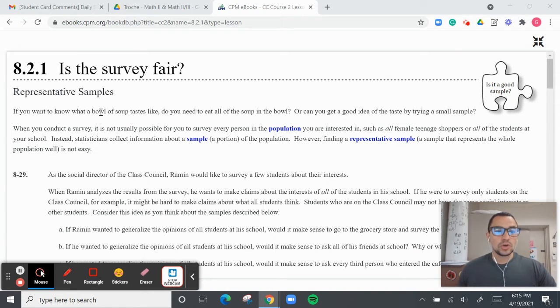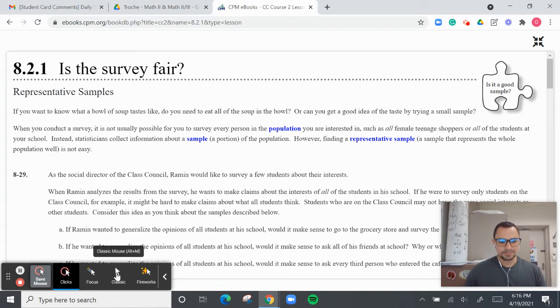For example, if you want to know what a bowl of soup tastes like, do you need to eat all the soup in the bowl? Honestly, you can just get a good taste by trying a small sample, right? So that's what a sample is going to be. If I wanted to get an idea of what a common or popular flavor is for, let's say, Laffy Taffy, you can just take a little survey and see what people say, and that'll be a small sample to get an idea. And that's kind of what we're going to be talking about today.